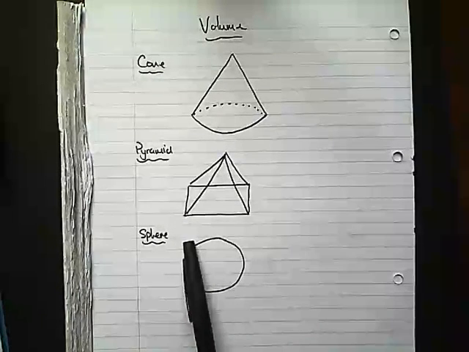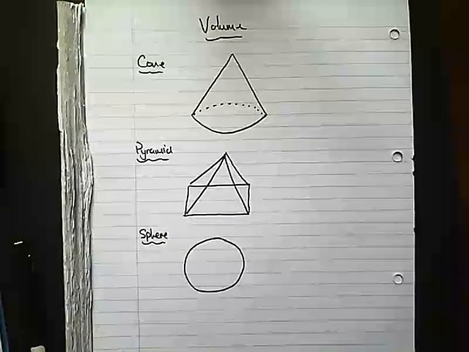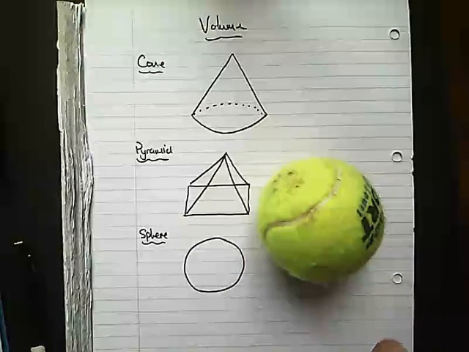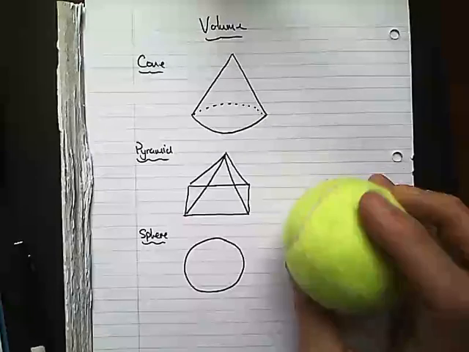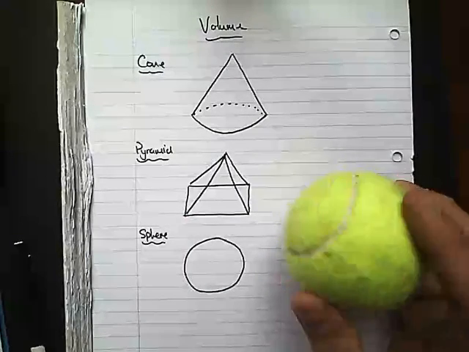And a sphere, a bit like a tennis ball or the Earth, is a circular object, but in three dimensions.